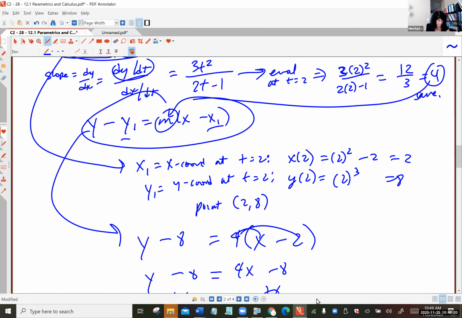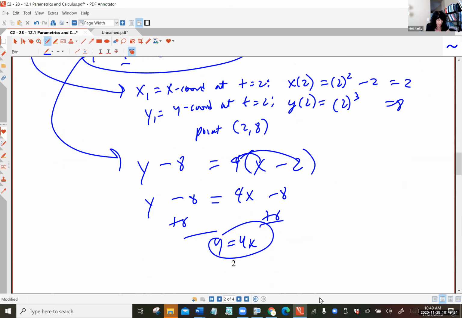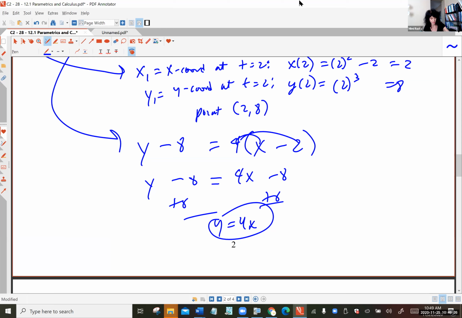All right, so we're done with example 4. We got an equation of a tangent line. Any questions so far?